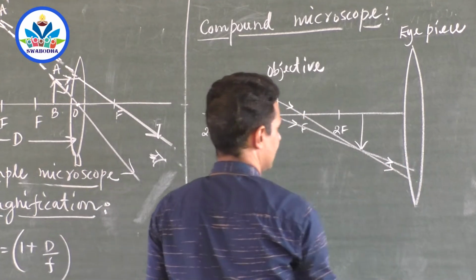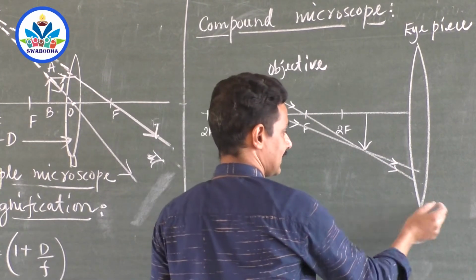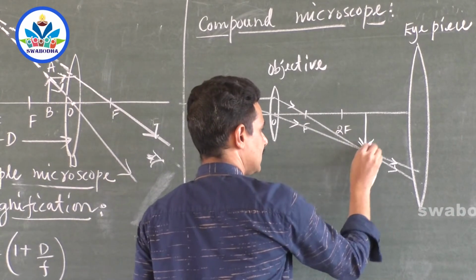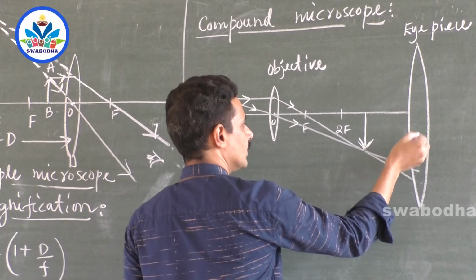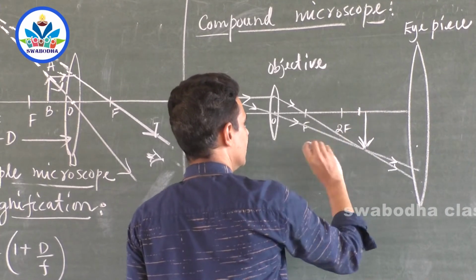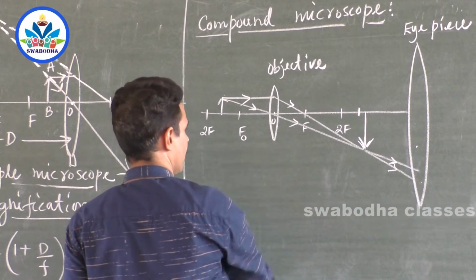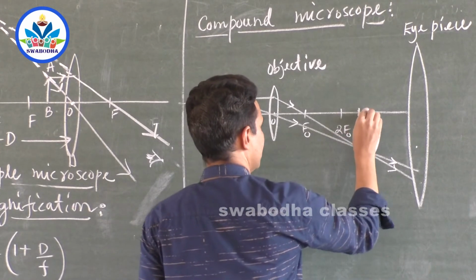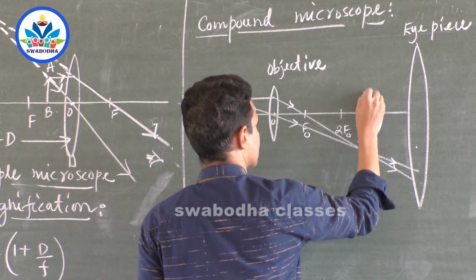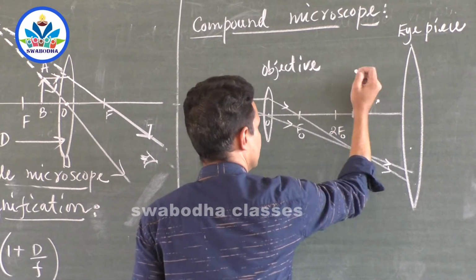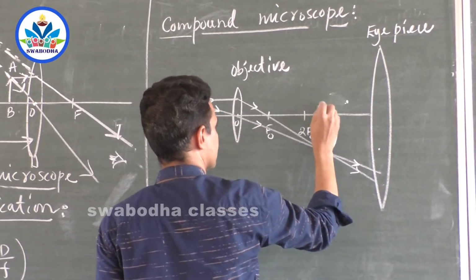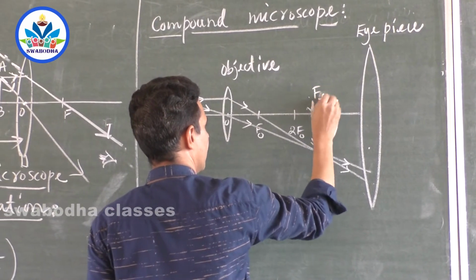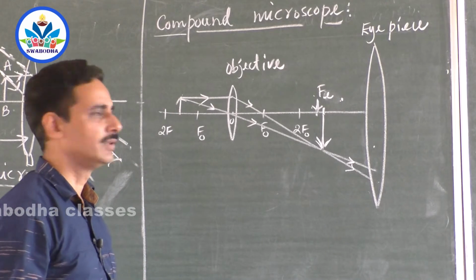Now these rays enter here. Now you have to adjust this lens in such a way that this image, which serves as an object for this, should lie within the focus of this one. So shall I call this the focus of objective, double the focus of objective, and this is the focus of eyepiece, because we have two lenses.